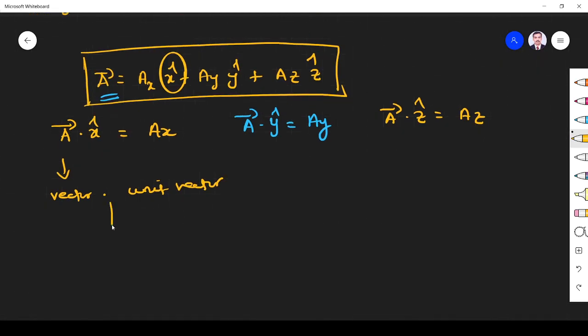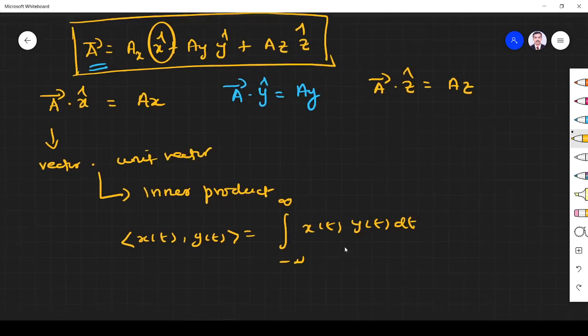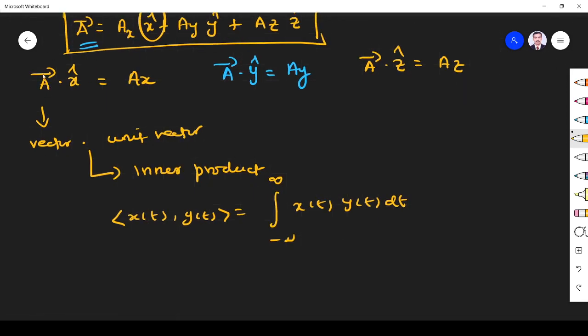Similarly, this dot product has another name, inner product, we know. This is for a vector. For functions, the inner product of x of t and y of t is given by the integral from minus infinity to plus infinity of x of t y of t dt. Fine, this is the inner product between two functions. But if I want to find the component of any vector, I have to take an inner product with a unit vector. For vectors, the unit vectors are x cap, y cap, z cap.